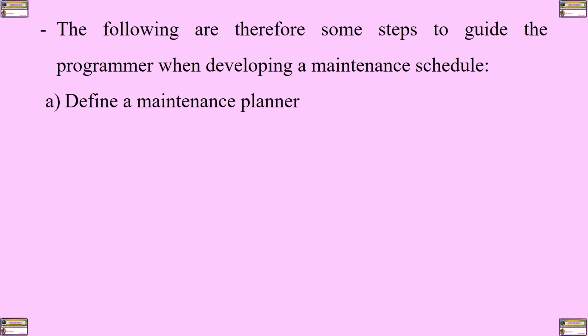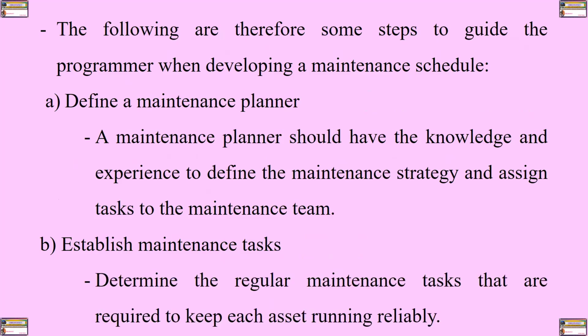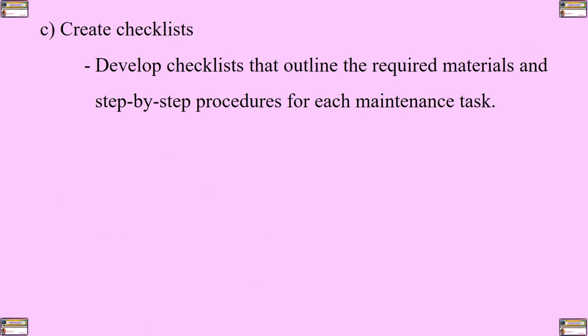Number one is to define a maintenance planner. A maintenance planner should have the knowledge and the experience to define the maintenance strategy and assign tasks to the maintenance team. Number two is to establish maintenance tasks. Determine the regular maintenance tasks that are required to keep each asset running reliably. Number three is to create checklists. Develop checklists that outline the required materials and step-by-step procedures for each maintenance task.